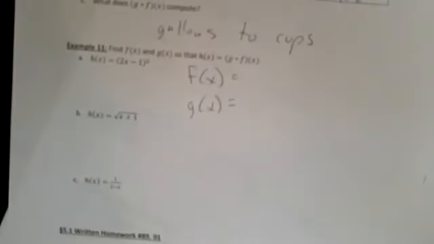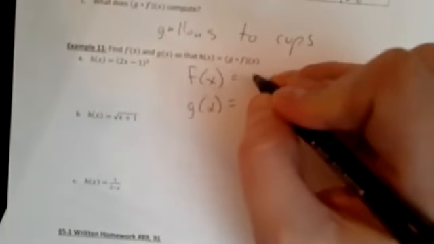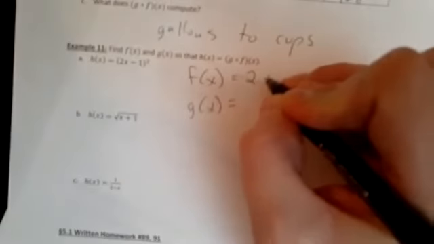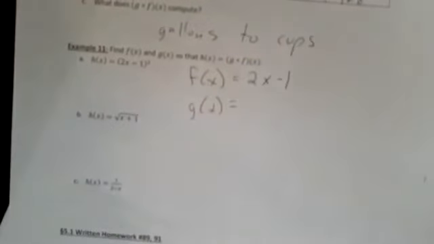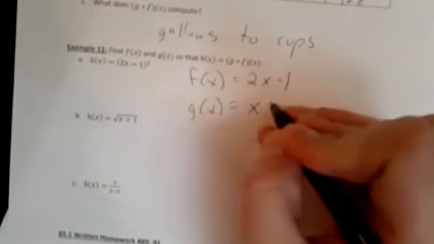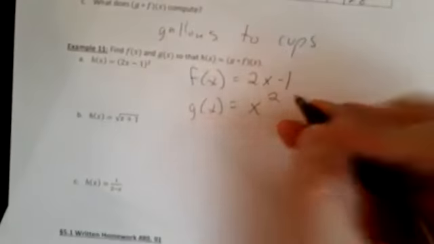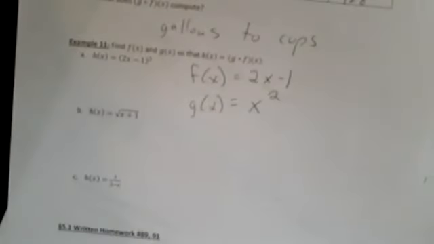And so if you think about it, the thing on the inside is going to be the 2x minus 1. And then what did we do to that 2x minus 1? We took it and we squared it.